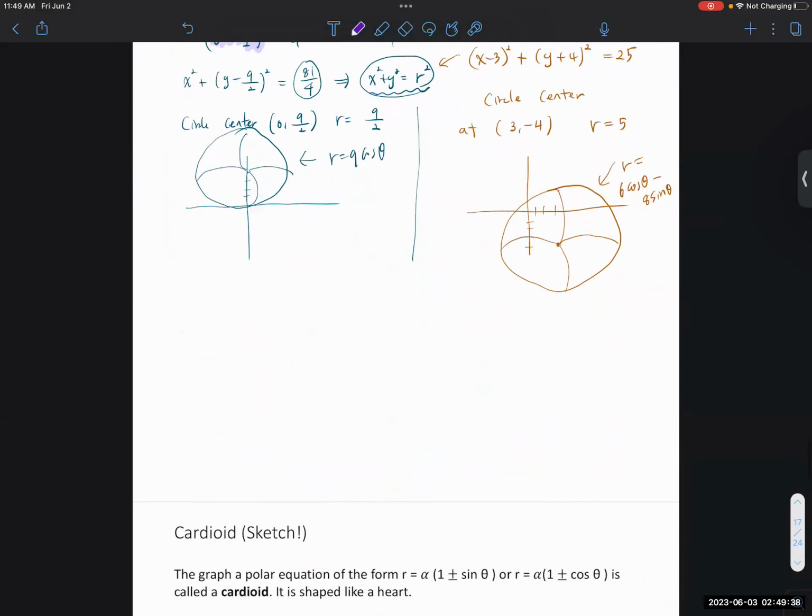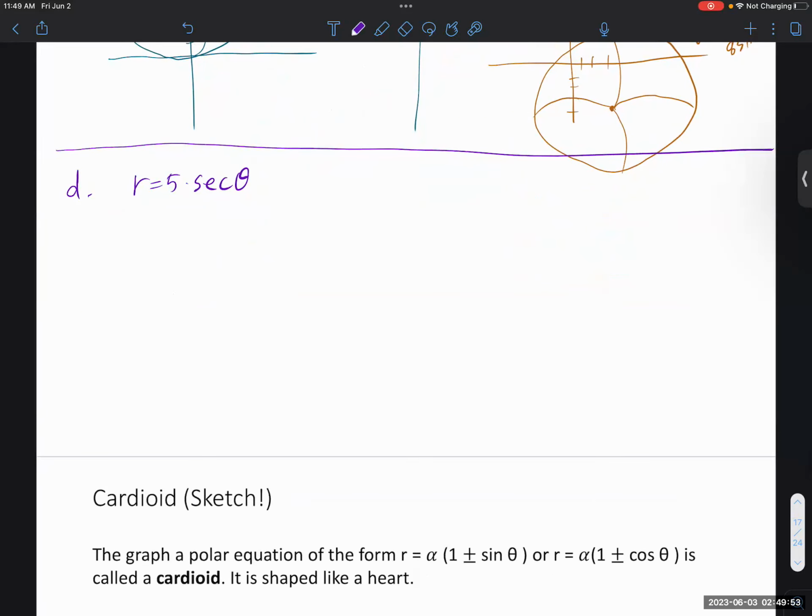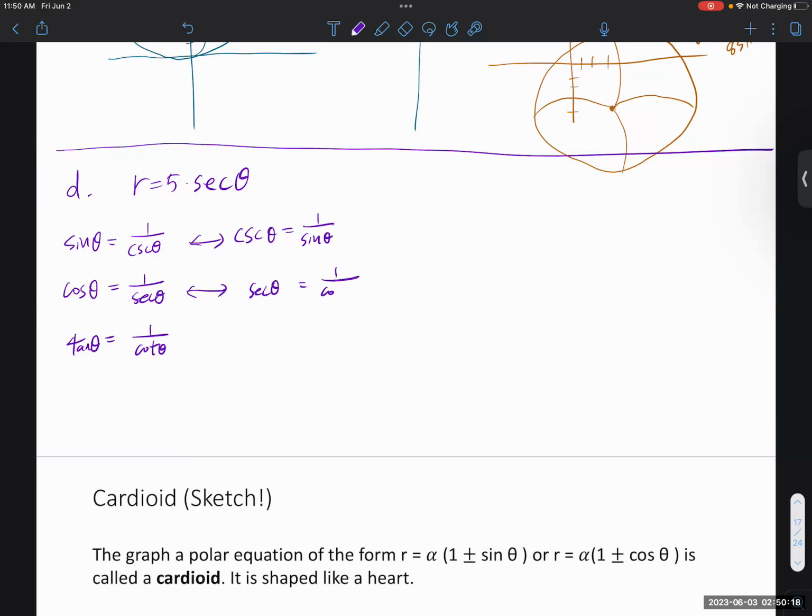Let's do D. D is r equal to 5 times secant theta. For your recall, according to the trigonometric concept, sine theta is 1 over cosecant theta, cosine theta is 1 over secant theta, and tangent theta is 1 over cotangent theta. In other words, cosecant theta is 1 over sine theta, secant theta is 1 over cosine theta, and cotangent theta is 1 over tangent theta. You already learned these trigonometric identities a long time ago.